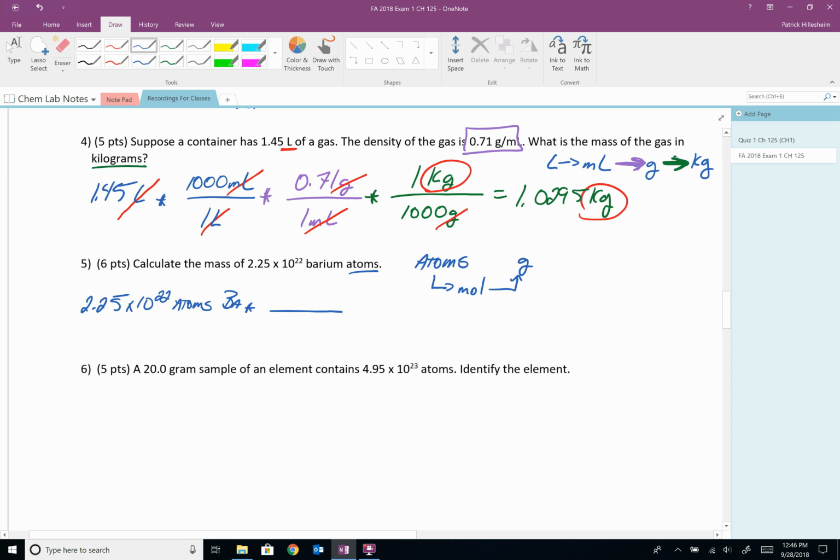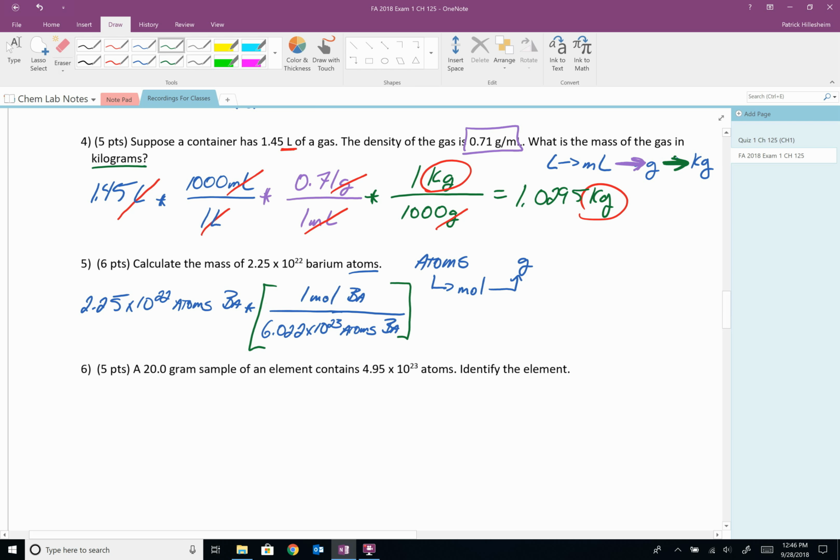Now, how do I convert atoms into moles? Well, here's where we need to know what Avogadro's number is. So 6.022 times 10 to the 23rd atoms of barium for every 1 mole of barium. This value right here, let's put that in green. That defines what a mole is. A mole is 6.022 times 10 to the 23rd of anything. In this case, we're saying that we need that many atoms for every 1 mole.